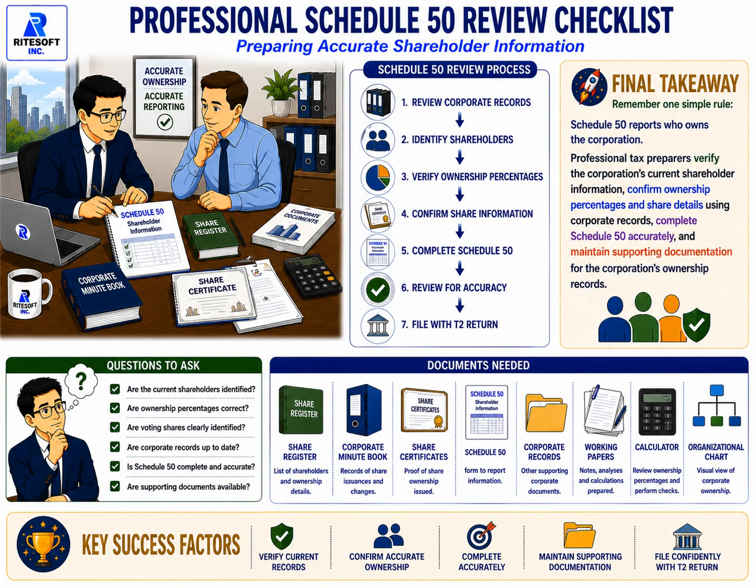Complete Schedule 50 accurately. Perform a final review before filing the T2 return, and maintain supporting documentation for the corporation's ownership records. By following this structured review process every year, you'll prepare more accurate corporate tax returns, maintain reliable shareholder records, reduce reporting errors, and develop the professional habits used by experienced tax preparers when completing Schedule 50.